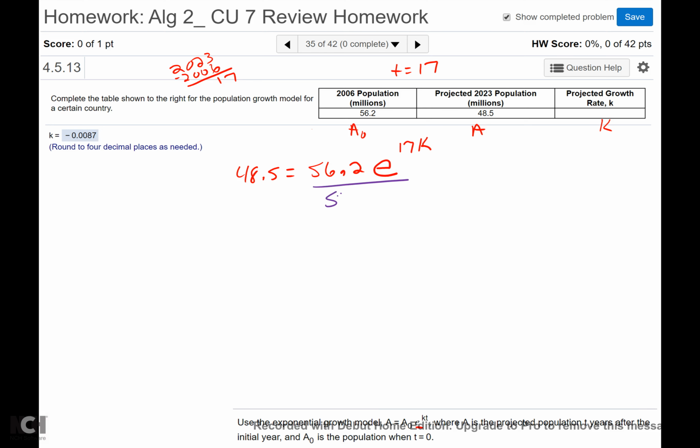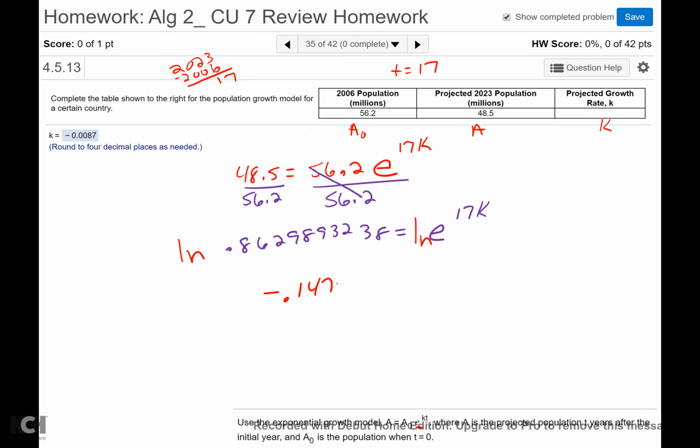So 48.5 divided by 56.2, I get 0.8629893238 equals e to the 17k. Now, because of base e, I'm going to use natural log, not common log. If I ln that answer, I get negative 0.147352959 equals, those cancel, and I get 17k. Divide by 17, and k equals a negative.